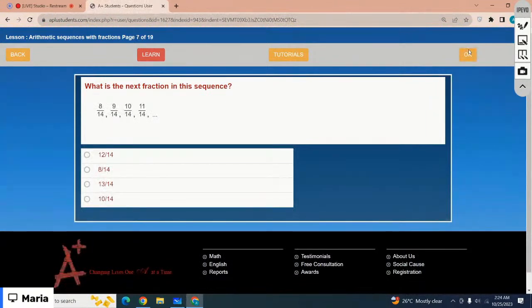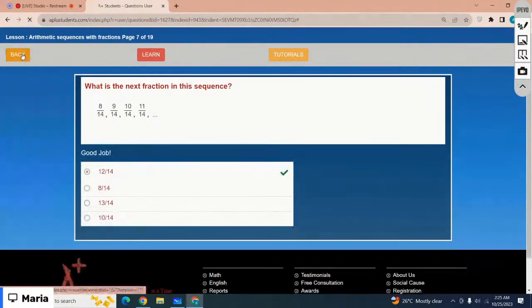What is the next term in the sequence? 8 by 14, 9 by 14, 10 by 14, 11 by 14. So the next one is, the correct option is, very good, that would be 12 over 14. Okay, you can complete the lesson by yourself later today. Let me just move on to the next lesson.